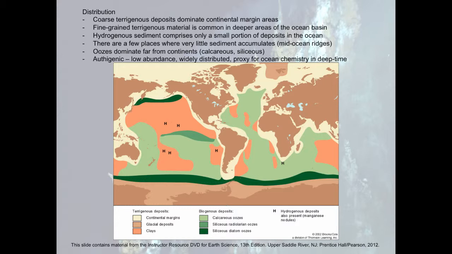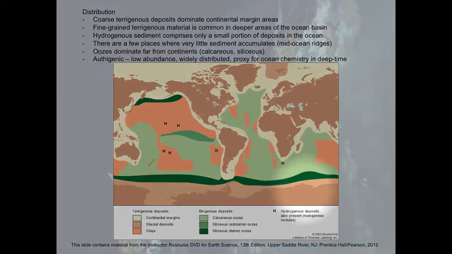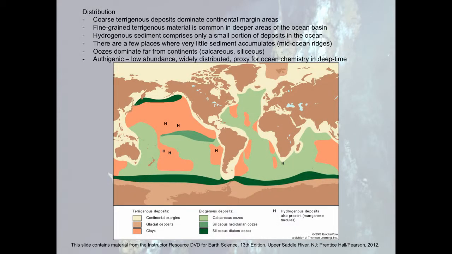The distribution of sediments in the ocean system is shown by this figure right here. Coarse terrigenous deposits, the deposits coming from land, as you would expect, dominate in coastal areas. So this kind of light cream color. These areas are dominated by coastal terrigenous deposits that arise from the land surface adjacent to where they're found. It makes a lot of sense. Fine-grained terrigenous material, which is going to stay suspended in water as it transmits off the coast a little bit longer than the coarse-grained stuff, will be more common in deeper zones of the ocean basin.